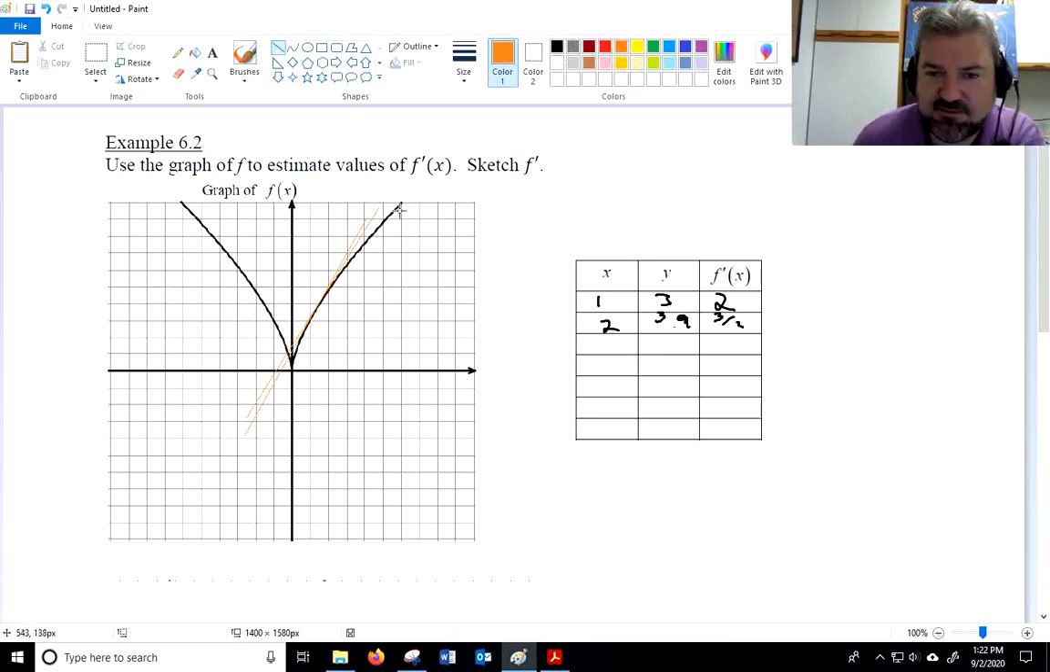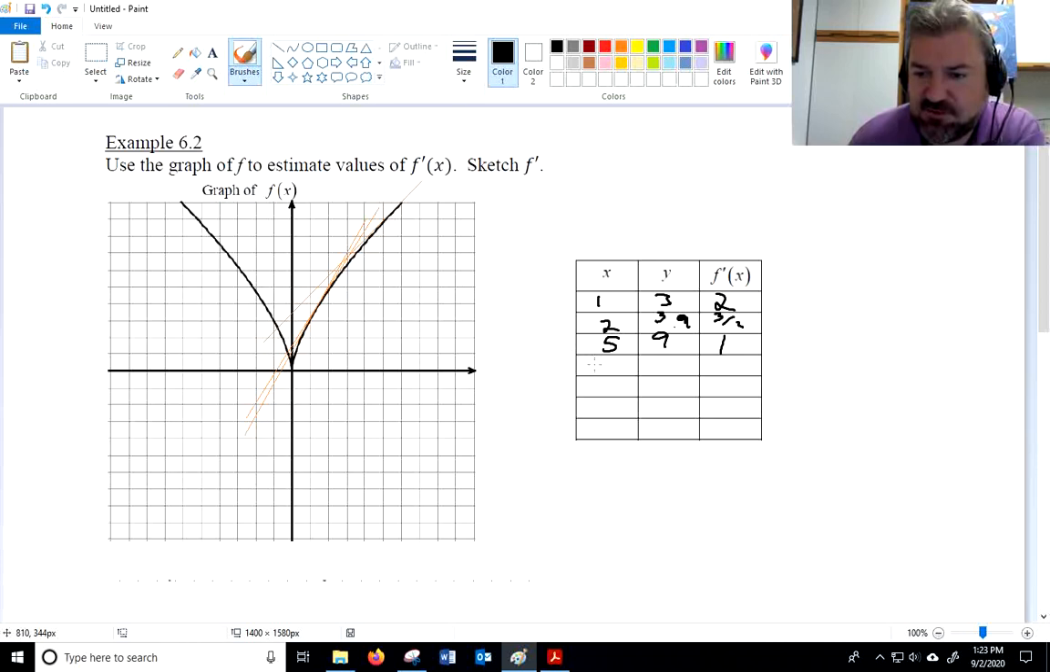All right, let's do another one. What do you think? Maybe over here? That is a slope of 1. So at x equals 1, 2, 3, 4, 5, we have a slope of 1 for our tangent line, and the y-coordinate was 1, 2, 3, 4, 5, 6, 7, 8, 9.